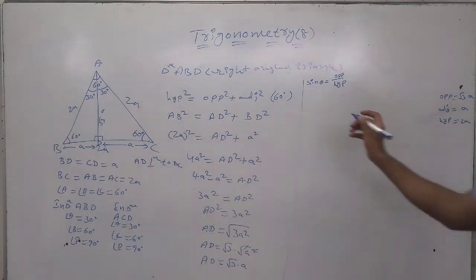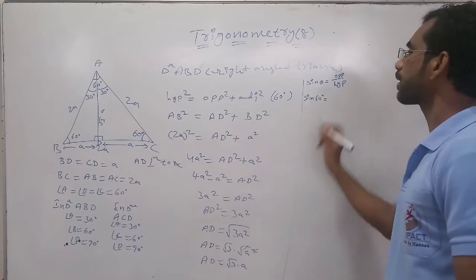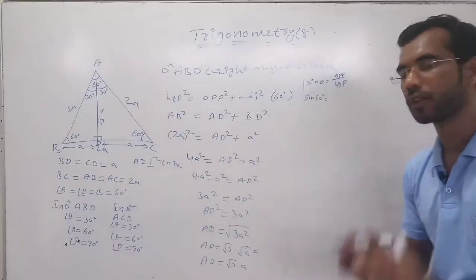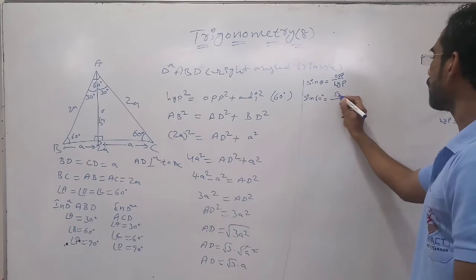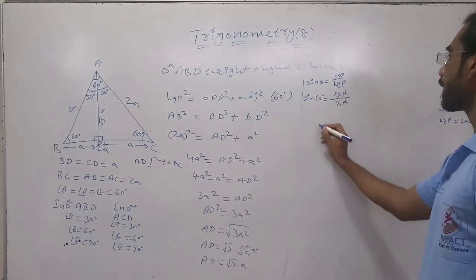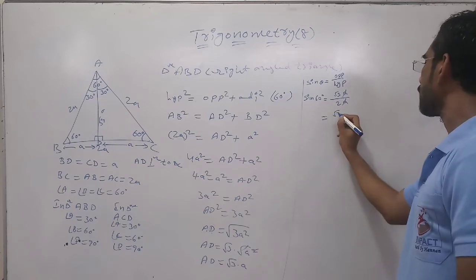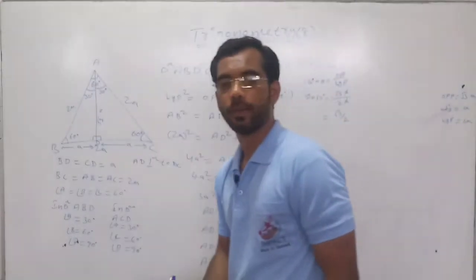Now what is sin 60 degrees? Why should we take 60 degrees? We are going to find out 60 degrees only. What is opposite in this one? Opposite is root 3a, and hypotenuse is 2a. The a cancels. Then it is root 3 by 2.